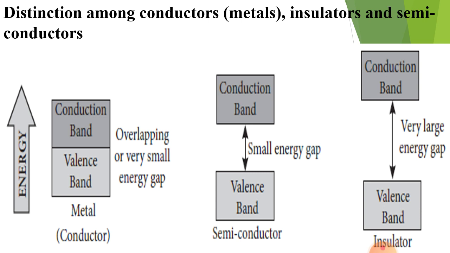Now next, insulator. Here in between valence band and conduction band, a very large energy gap is there. That's why the electron cannot jump from valence band to conduction band, and hence they do not show any conductivity. So on the basis of band theory, you can also define the conductor, semiconductor and insulators.